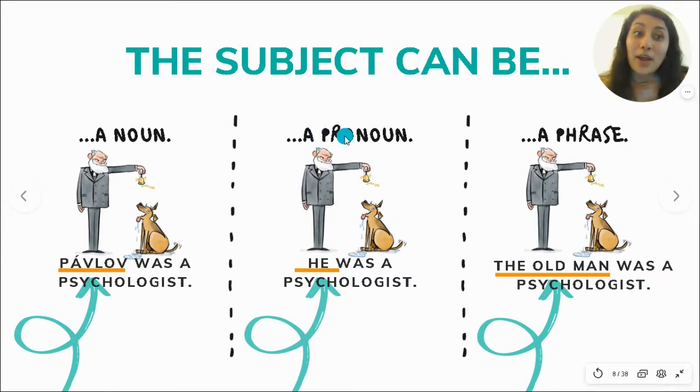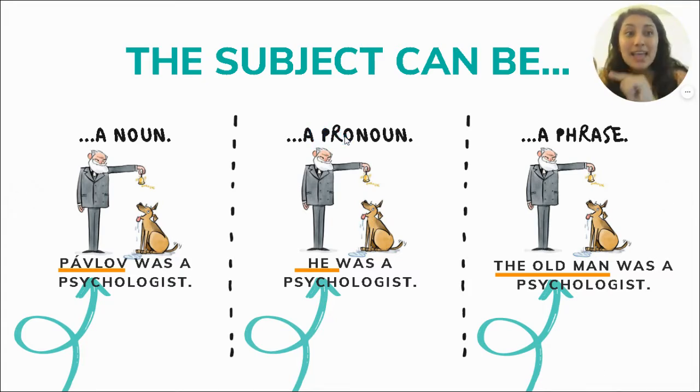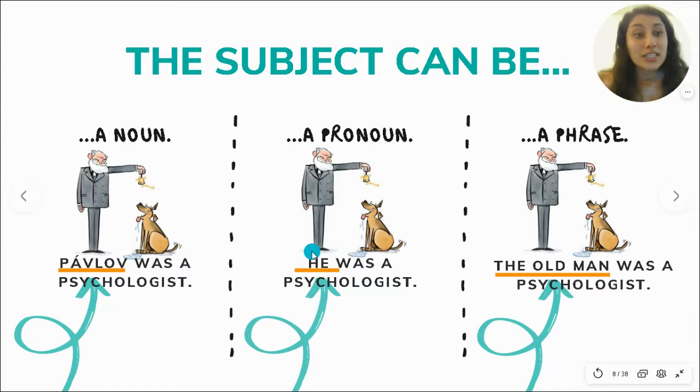So the subject can also be a pronoun. That is a word that replaces a noun. Okay, in this case, we have he. We know a lot more pronouns that we usually talk about. For example, I, you, we, they, she, he, it. Those are pronouns. In this case, it says he was a psychologist. So the focus of all attention, we're talking about he, right? Him. And then we have a phrase. A subject can also be a phrase, that is a set of words put together, okay? And in this case, the phrase is the old man, right? So there is the subject because we are talking about that. We're talking about him, about the old man. And as you can see, we have three ways to refer to the same subject.